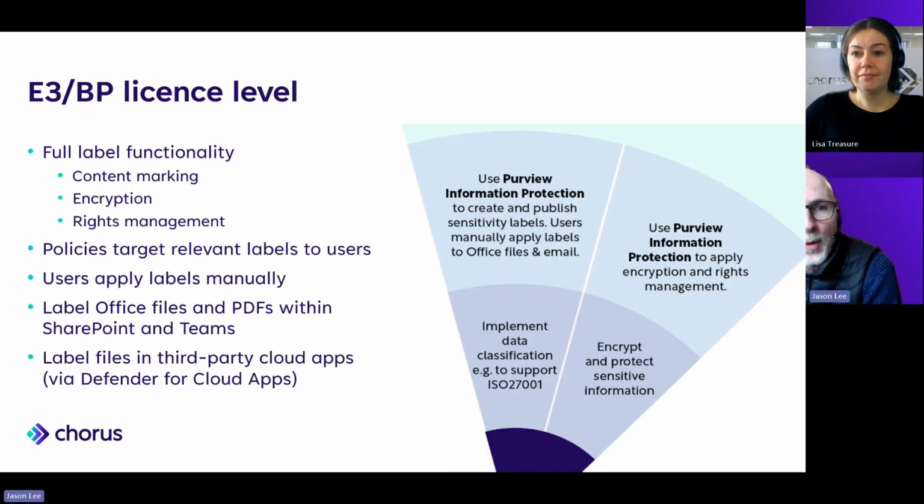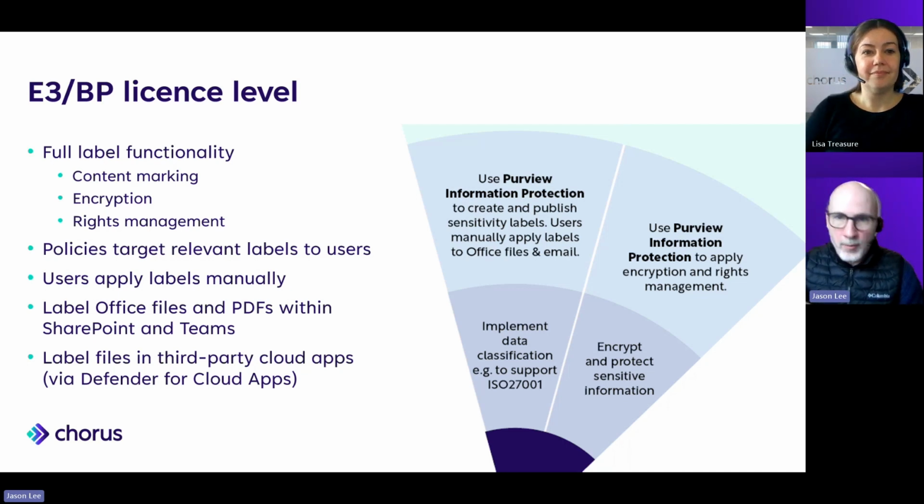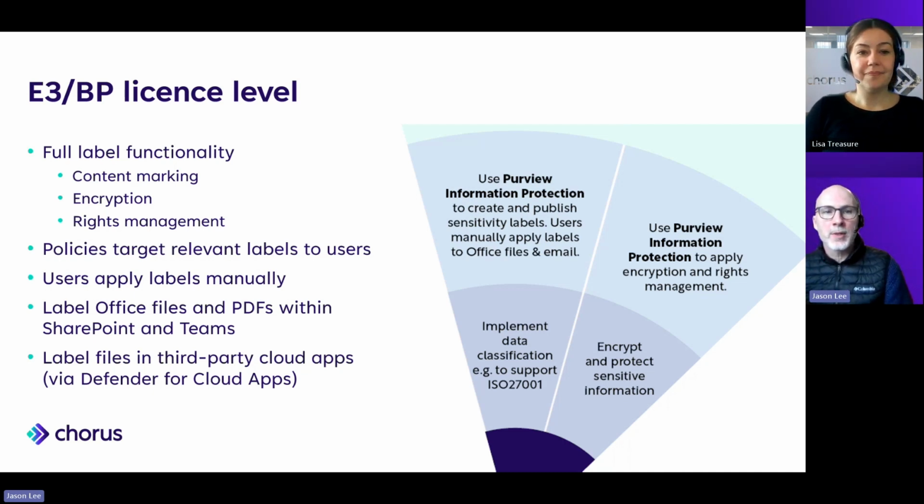So at the E3 or the business premium license level, you get the full functionality of sensitivity labels. So you get the content marking, you get the encryption, you get the rights management, and users apply these labels manually. So when you're sending an email or saving an Office file, you're prompted to pick a label. We do usually recommend that people start with manual labeling regardless, because if users are having to manually apply these labels to files and to emails, you're building their awareness. They're going to gain awareness of your classification policy. They're going to start thinking about sensitivity, start thinking about handling sensitive information.